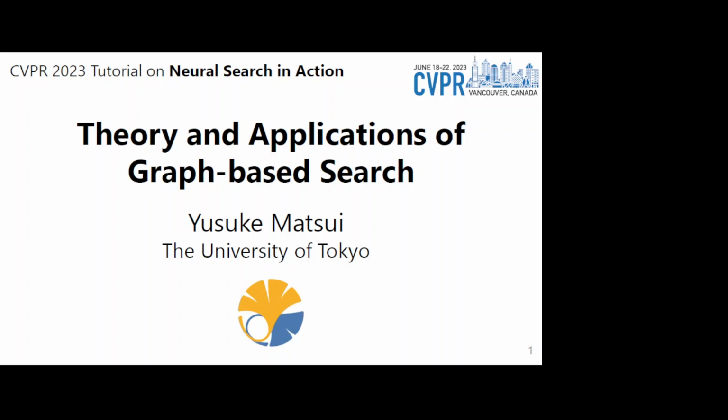The talk is called Neural Search in Action. It contains three topics, and I will take the first and the second one and use their slides to give you an overview of the state of the art in nearest neighbor search. The first slide is from Professor Matsui from the University of Tokyo.